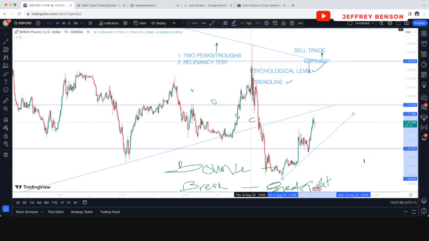Then the next psychological level said what? 1.27 something. It was on a psychological level, so it will hold. That means it's a resistance, it's a support rather, to hold. So it's also saying you should buy.